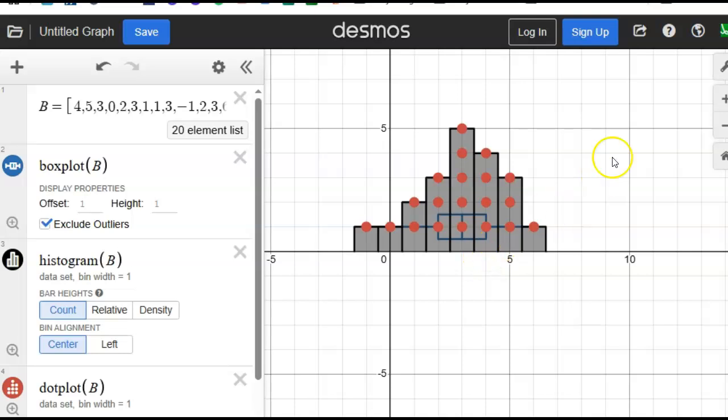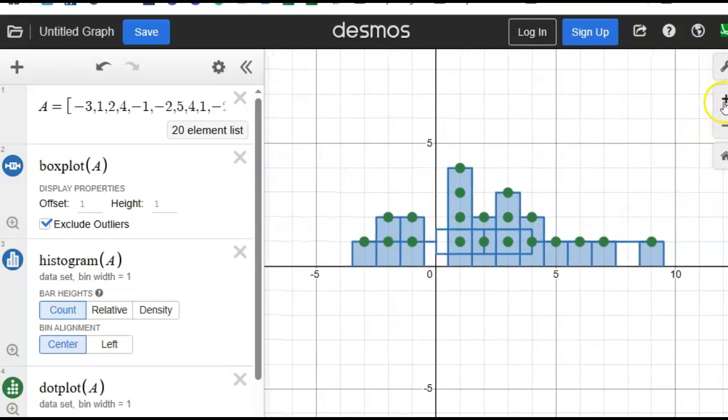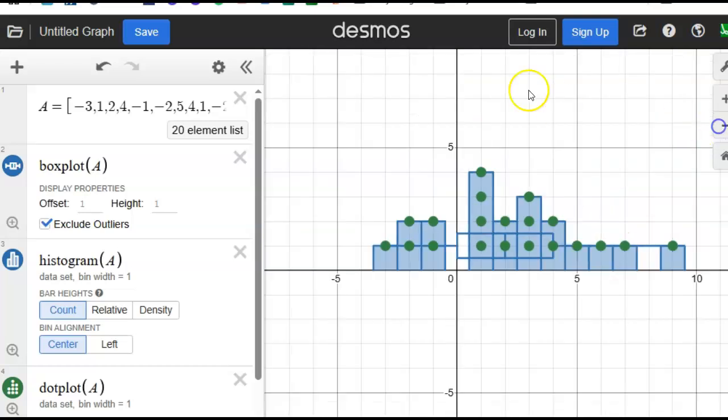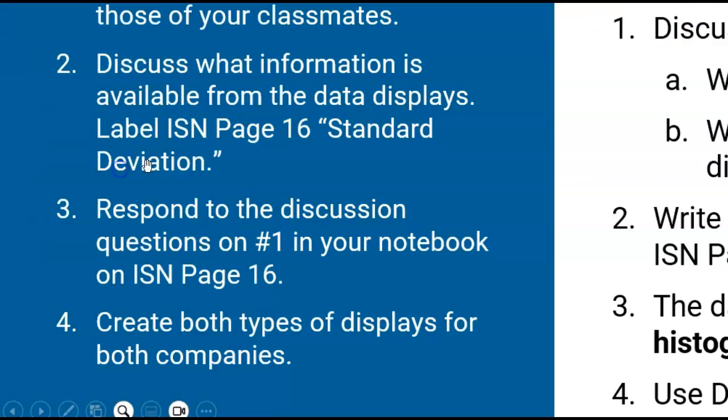All right, so here's the data display for B and for A. Does it look similar to yours? Yes, everyone? I have them all three on top of each other, but there's the company A and company B. So the next part is on page 16, sorry, everybody turn to page 16 on our ISN. You're gonna title it Standard Deviation on page 16. So everybody turn to page 16 and write your title, Standard Deviation. Okay, we're gonna do some responses in our notebook for this. Okay, page 16, Standard Deviation.